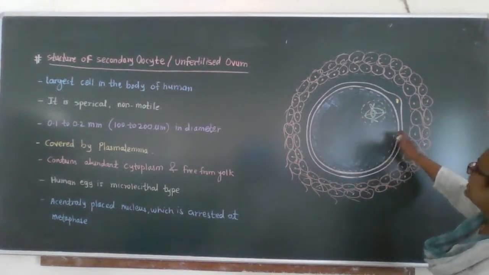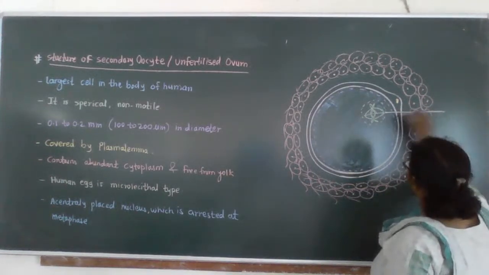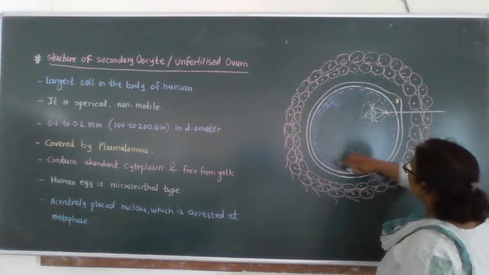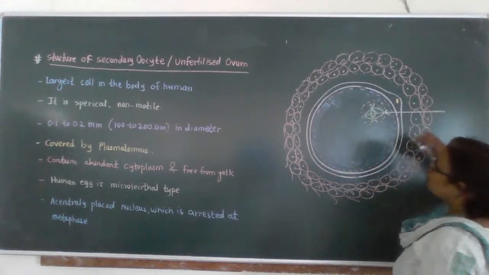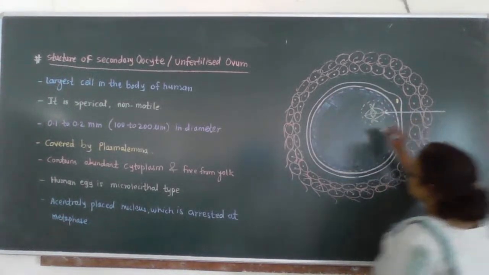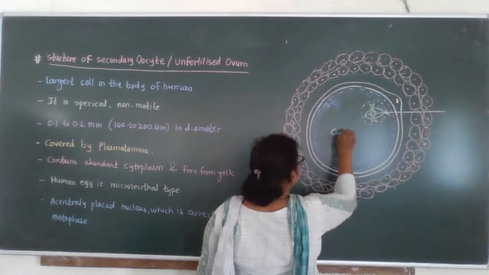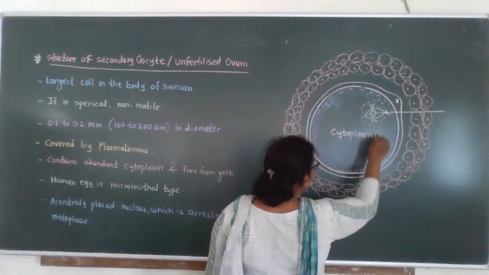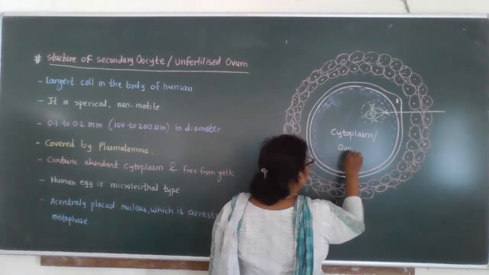So at its center, it has a nucleus. This is the plasmalemma, also called the oolemma. It encloses the cytoplasm. This is the cytoplasm or ooplasm.